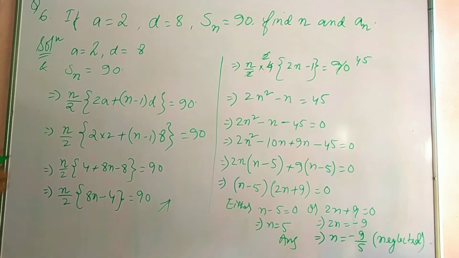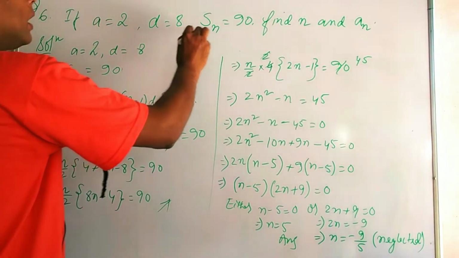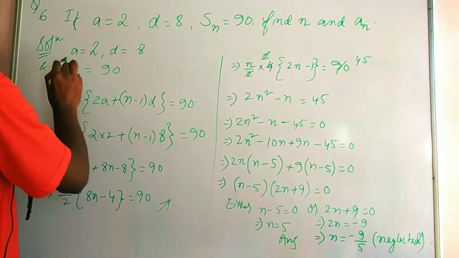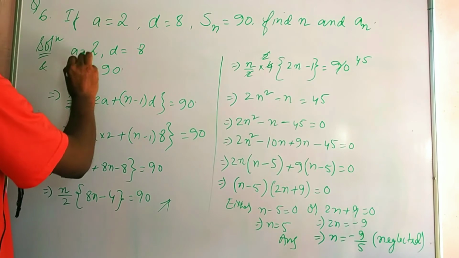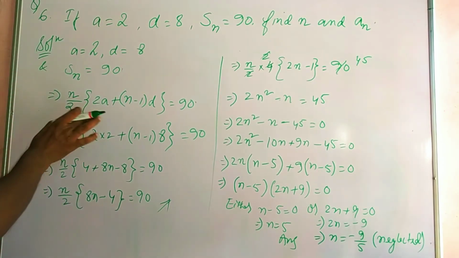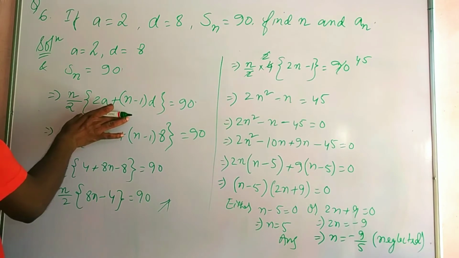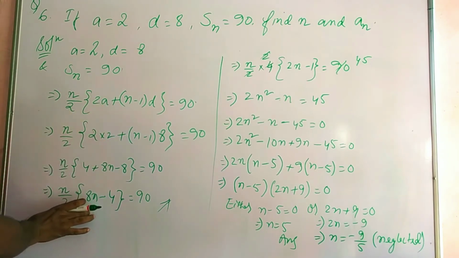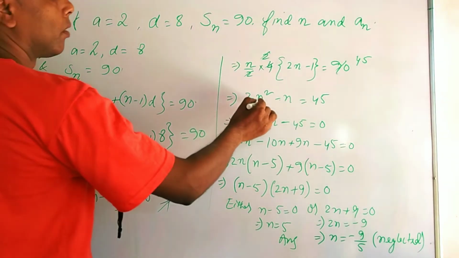Here our question is: if a equal to 2, d equal to 8, Sn equal to 90, find n and an. So let us solve it. a equal to 2, d equal to 8, Sn equal to 90. So we put the formula of Sn and substituted the value and calculated it, and we get a quadratic equation.